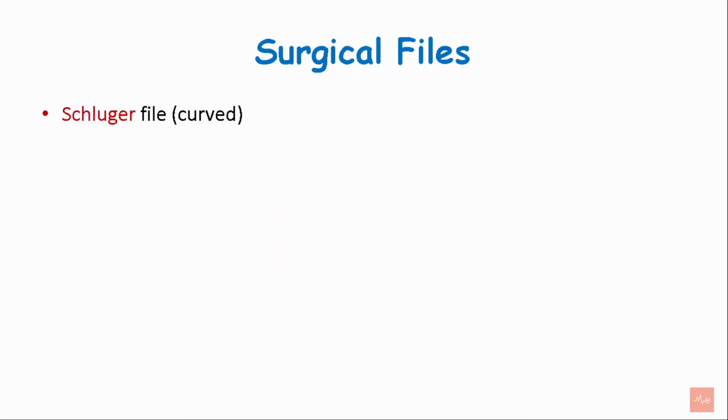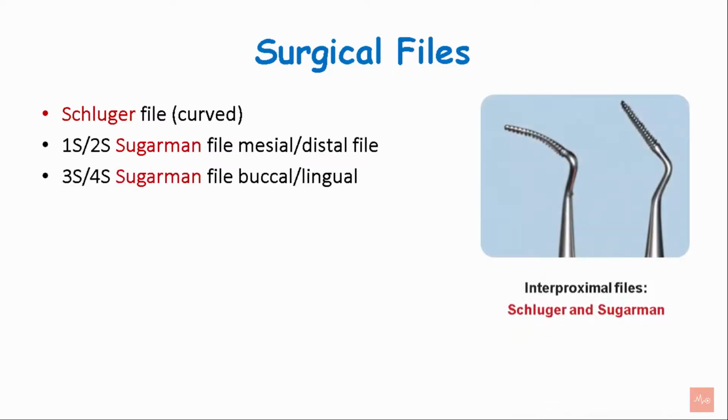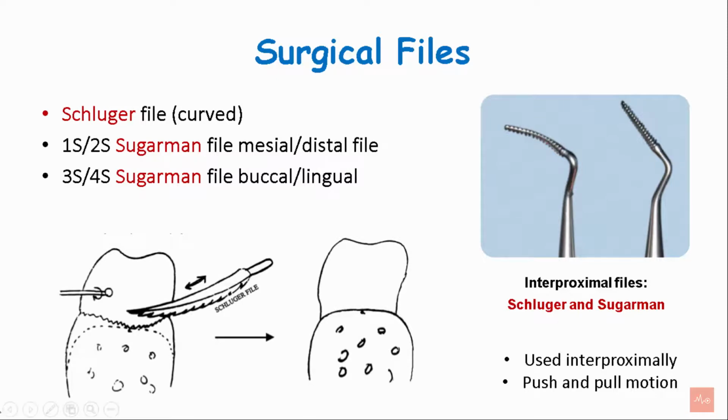Surgical files. These are available as curved or straight. The curved one is called as a Schluger file and the straight one is the Sugarman file. These are used mainly in the interproximal areas and they are used in push and pull motion. In this image you can see that a Schluger file is used in the interproximal area to treat a crater. It helps in recontouring the buccal and the lingual edges of the bone and helps in recontouring the alveolar bone.